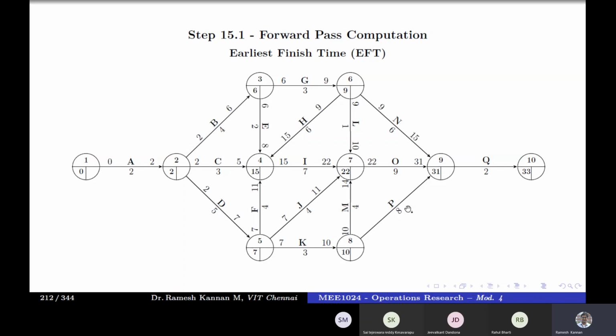Okay. P also has got only one thing, so 10 or 10. So it will be 10. 10 plus 8 is 18. Then if you talk about Q, it has got 15, 31, 31, and 18. Out of this, the maximum will be 31. So 31 plus 2 is 33. Which means that we have completed the forward pass with the event times as well as the activity times.